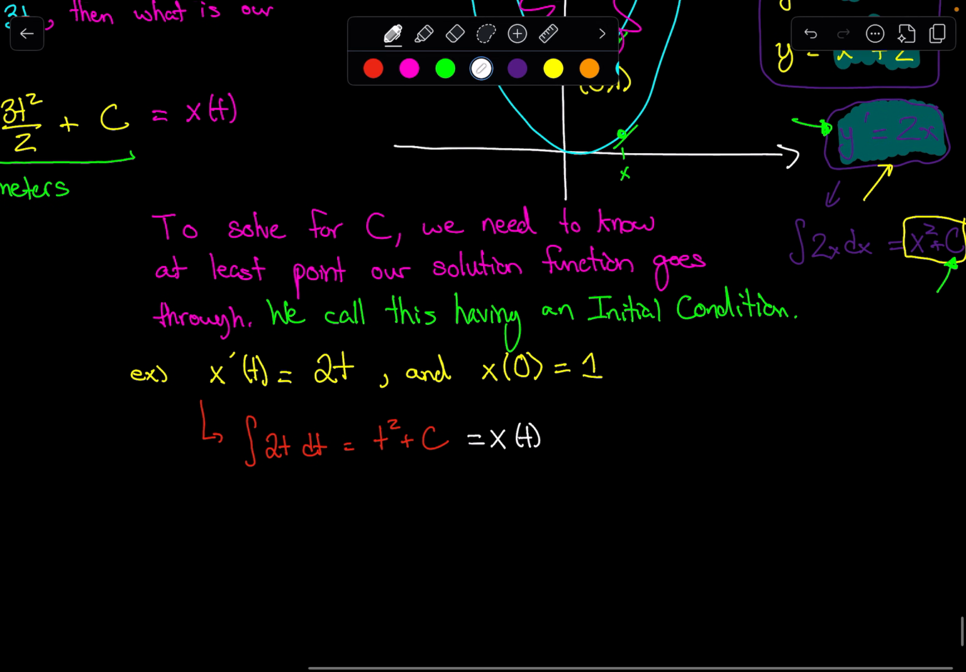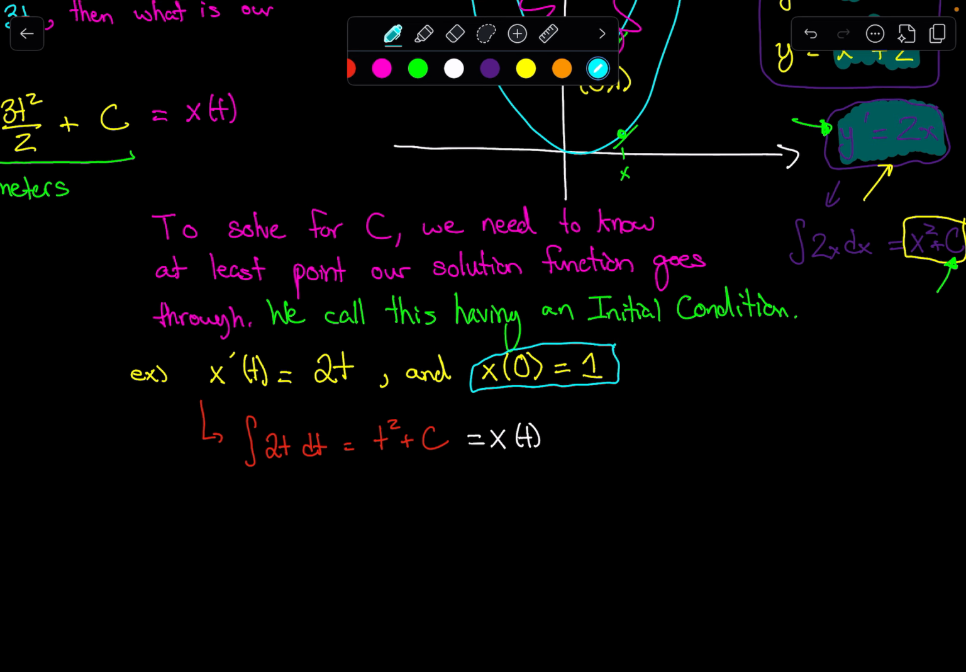But we also have this condition, and so we can say, okay, here's the solution function, but we also know that x of 0, the value of my function at time 0, on the one hand is supposed to equal 1, and on the other hand, we would get 0 squared plus c. And so this immediately tells us that c has to equal 1 in this particular case.